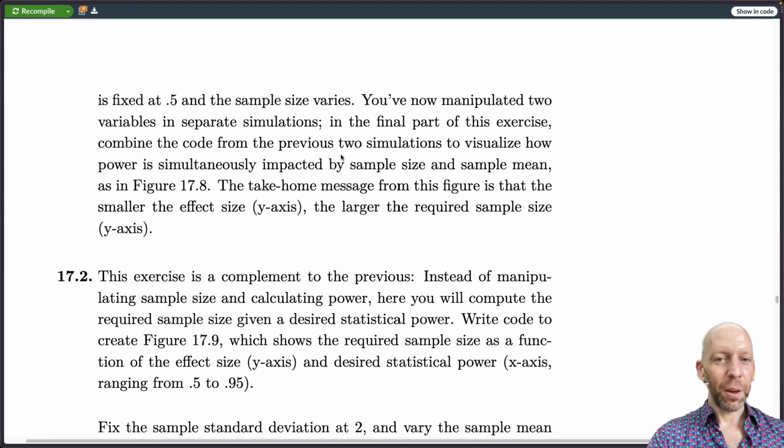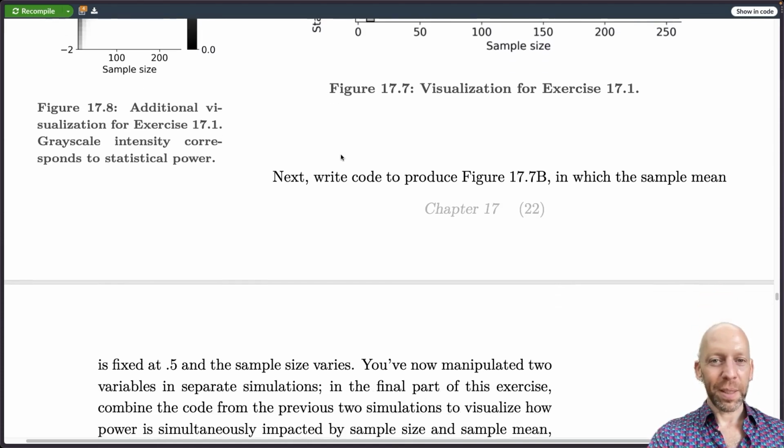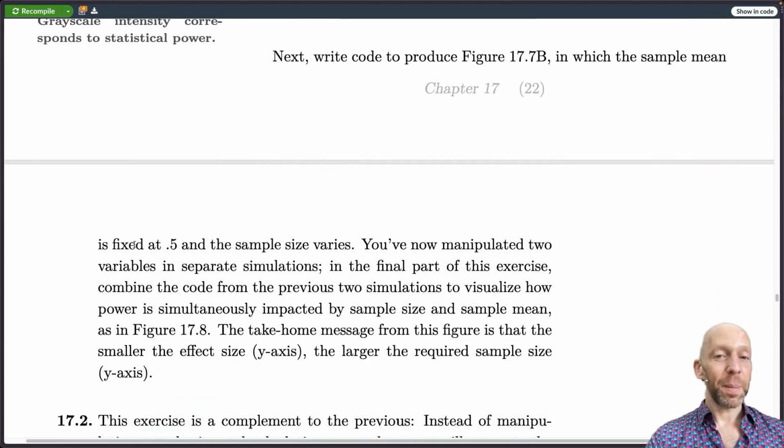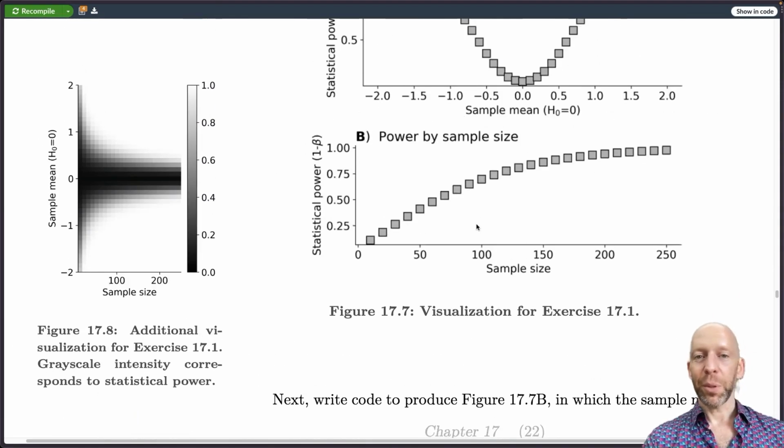Okay, I don't actually specify exactly what sample size you should use. So fix the mean at 0.5 and keep the standard deviation at 2, and you can vary the sample size between, I guess it looks like, 10 and 250. Okay, so now I'll go back to code and show you this solution.